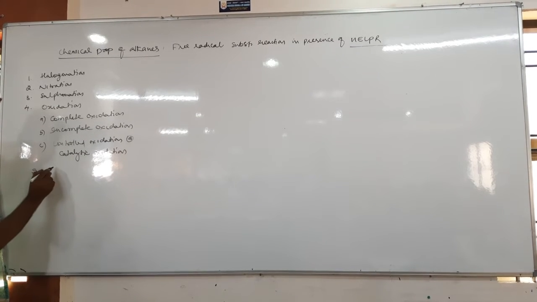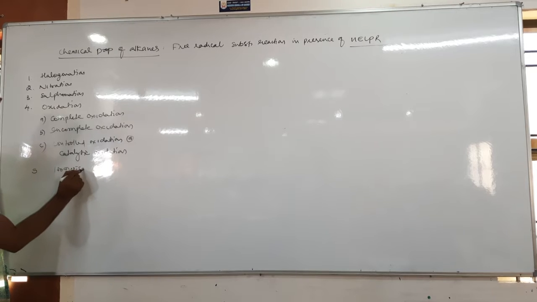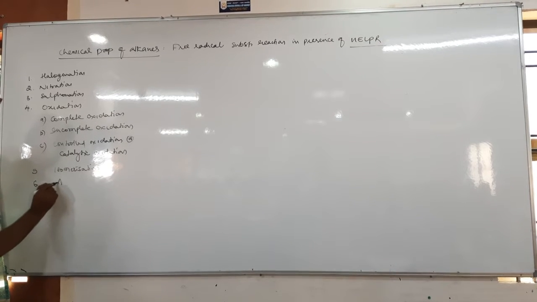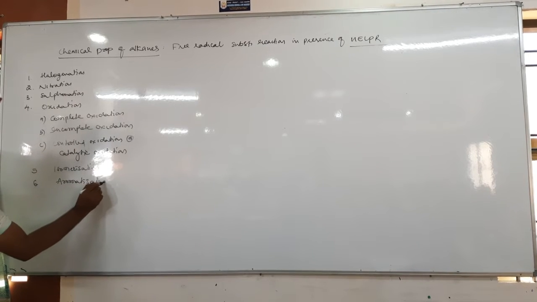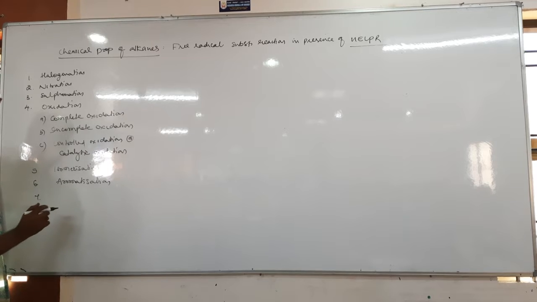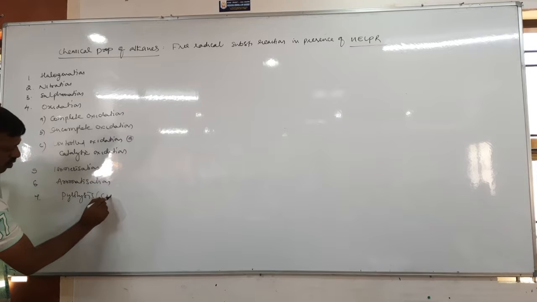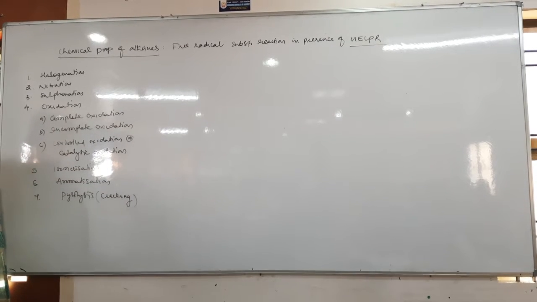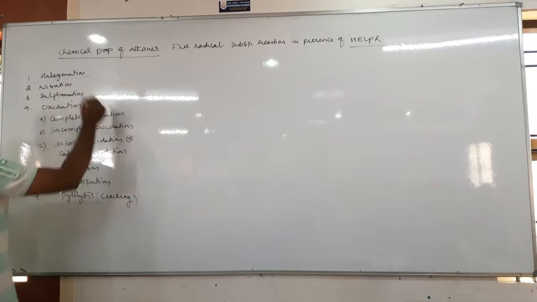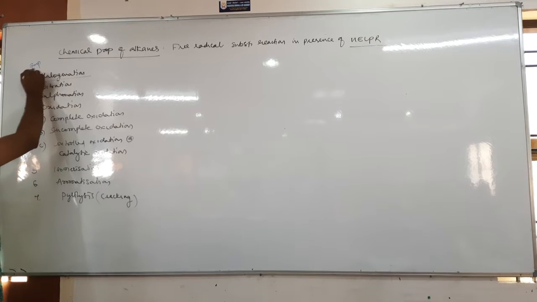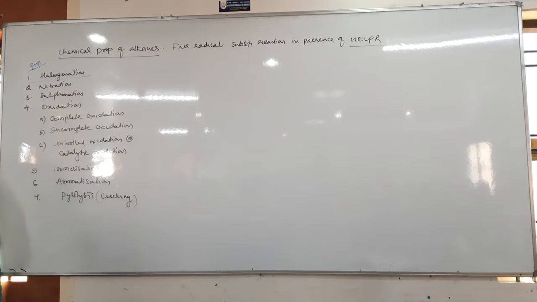5 isomerization, 6 aromatization, 7 pyrolysis, cracking. Okay. See, among these, only this is important, others are just equations. We can expect some important questions on halogenation.